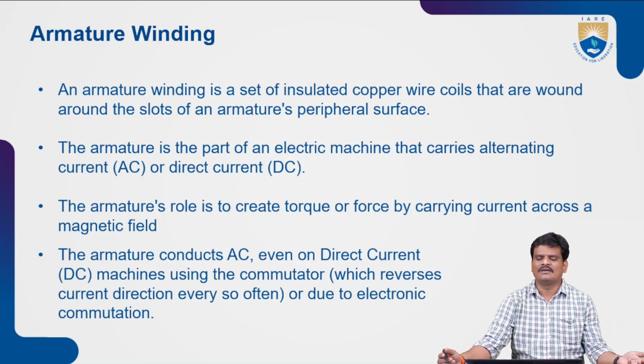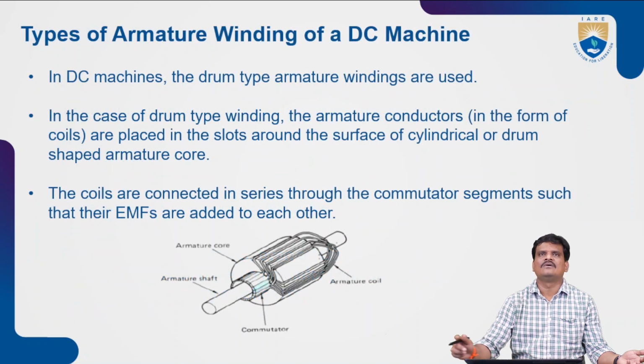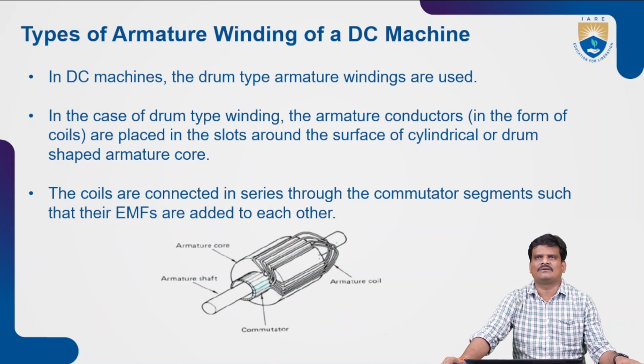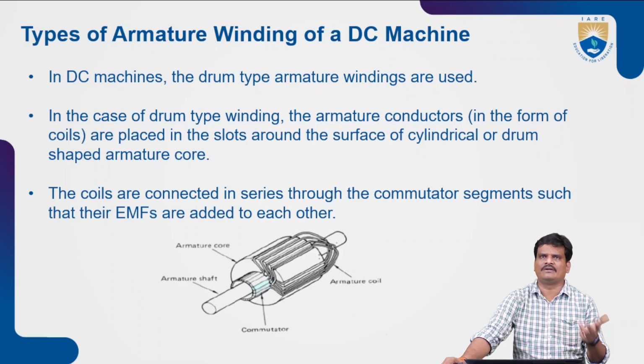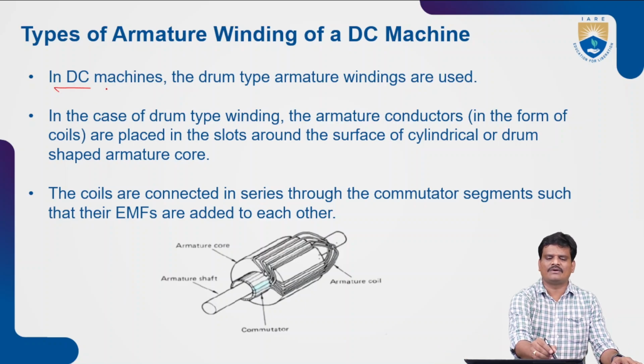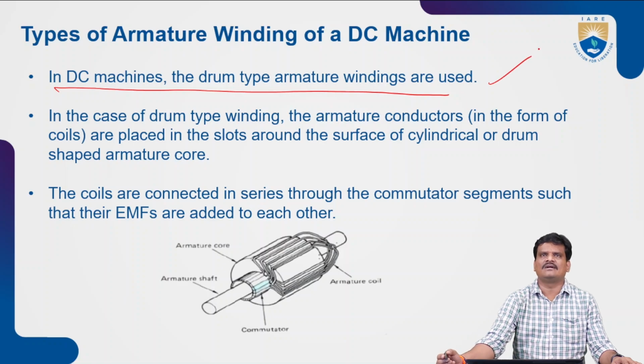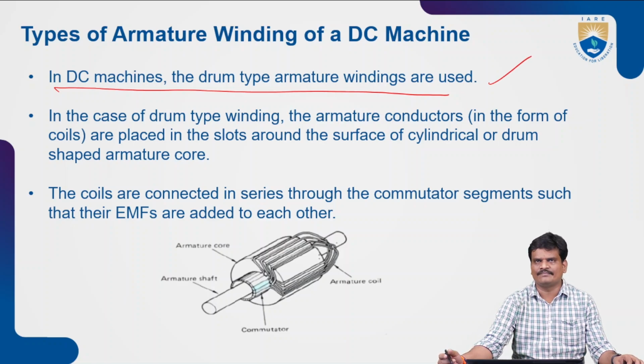Now we will discuss the different types of armature windings of a DC machine. In case of an armature winding, there are different types like open type and closed type. In case of the open type, we have the drum type. These drum type armature windings are used in DC machines, either a generator or a motor. That is the first point we have discussed here.